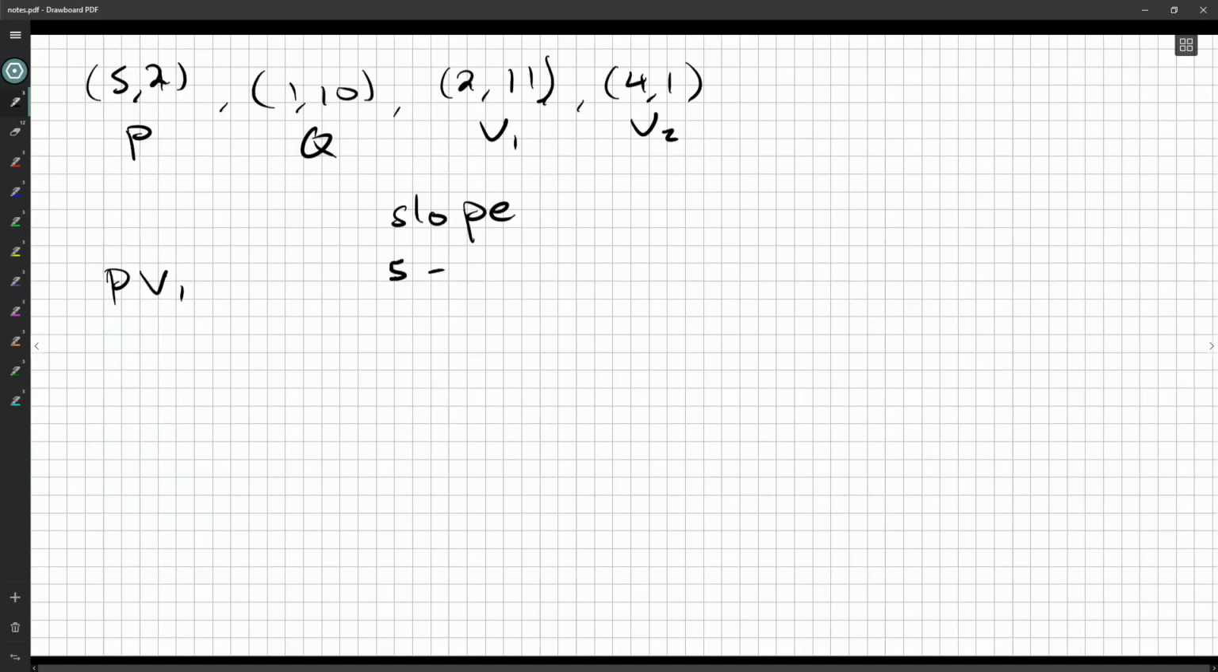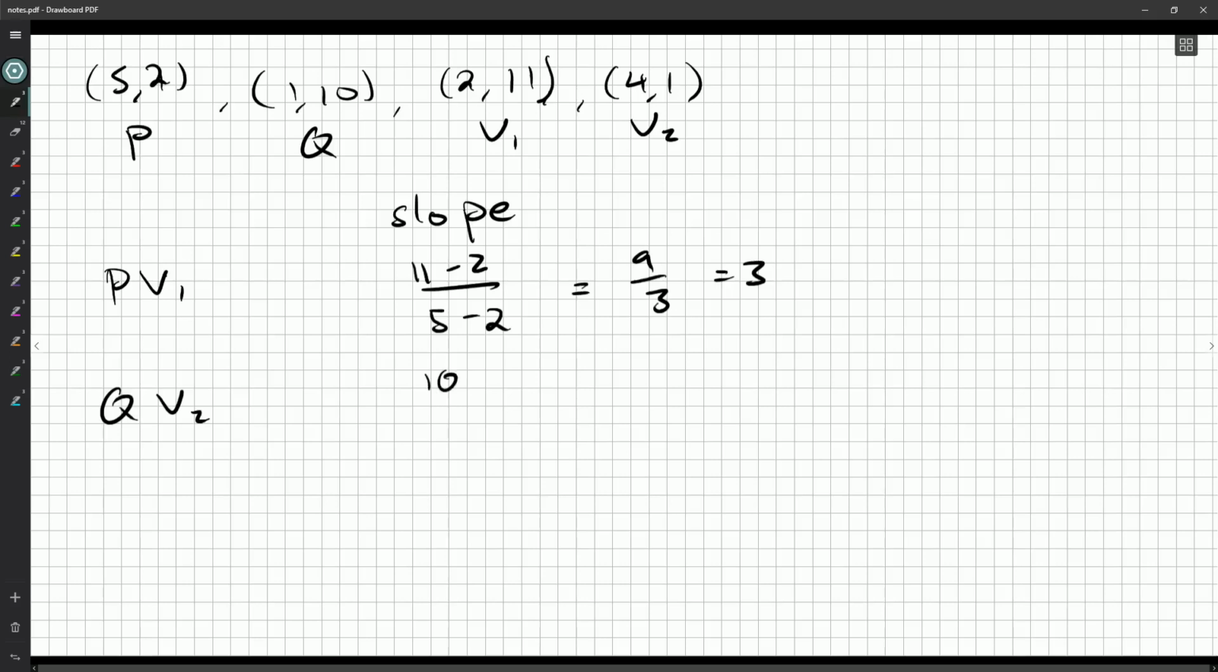So 5 minus 2. Oops, that's the x coordinates. My mistake. Difference in y's over difference in x's. It's going to be 9 over 3, which is 3. QV2, this should also be 3 then.